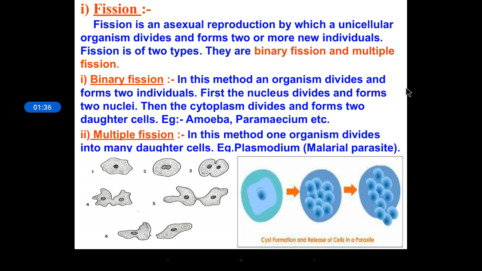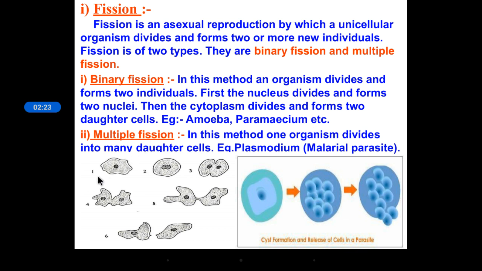Fission, as you all know, is an asexual reproduction by which a unicellular organism divides to form two or more new individuals. And it is of two types, that is binary fission and multiple fission. Binary fission, from that word itself it's clear, bi means two. That means a single organism divides to form two individuals, two daughter cells. Here, first the nucleus divides and forms two nuclei. Then the cytoplasm divides and it forms two daughter cells. The examples are amoeba and paramecia.